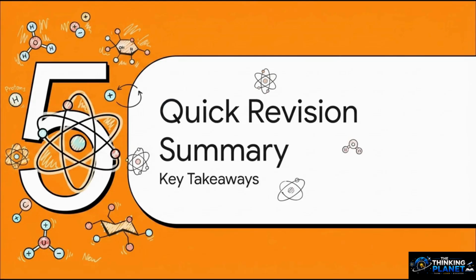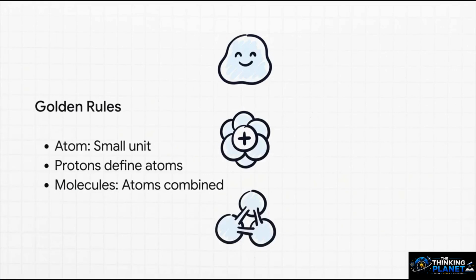Quick revision summary. You guys have totally got this. You now conceptually understand the foundations of literally all matter. So get your screenshot fingers ready, because here are your golden rules for perfect exam preparation. Rule number 1. An atom is the smallest unit of any matter, and it absolutely cannot be divided further into simpler substances. Rule number 2. Atoms are different from one another strictly due to their unique proton numbers. And rule number 3. When two or more atoms combine together chemically, they form a molecule. That is the core logic of everything we've covered today.